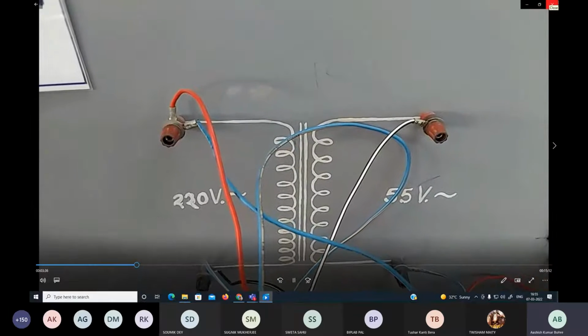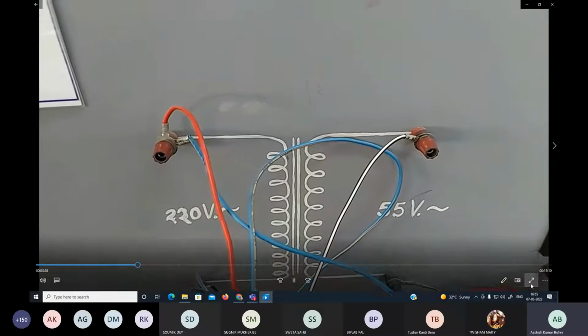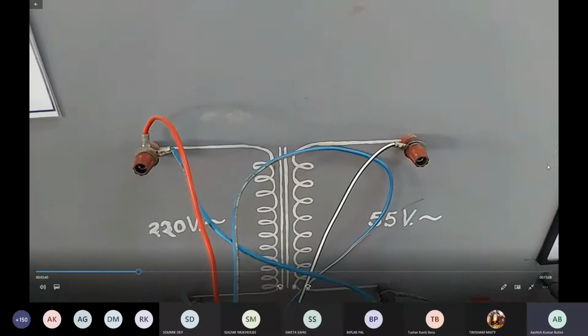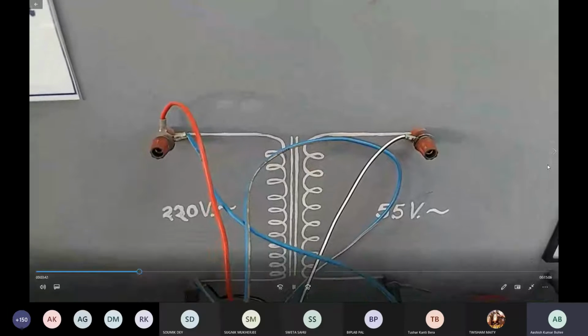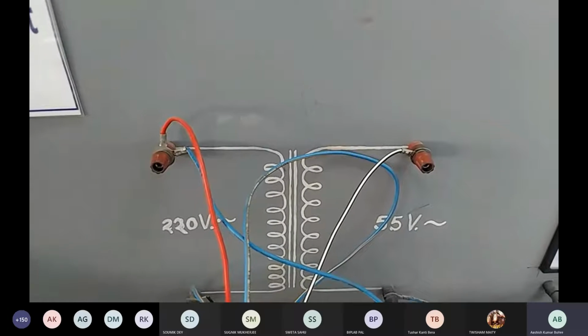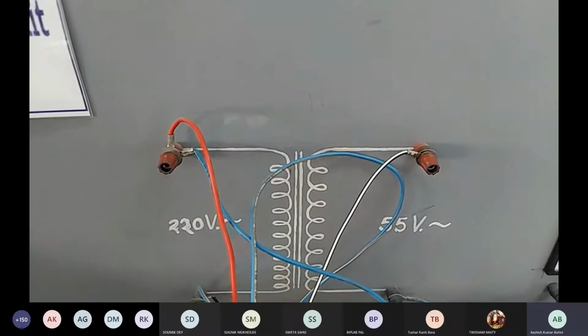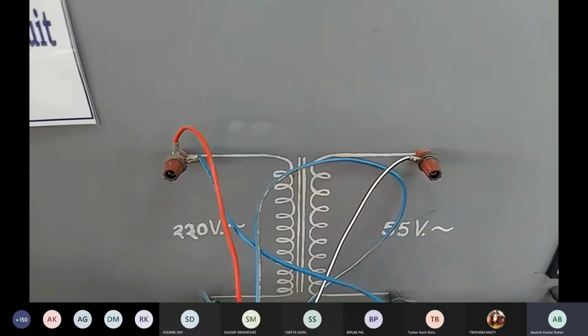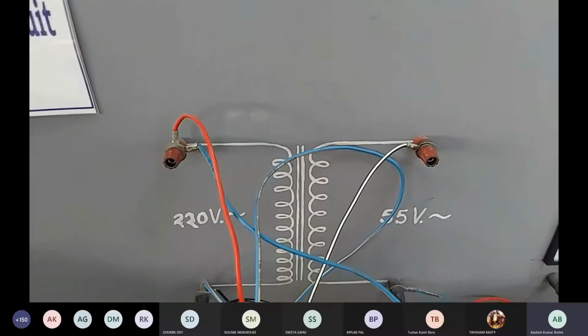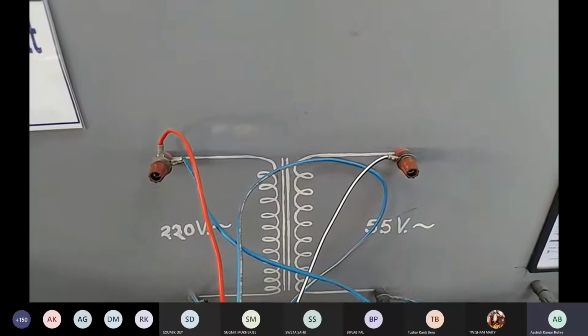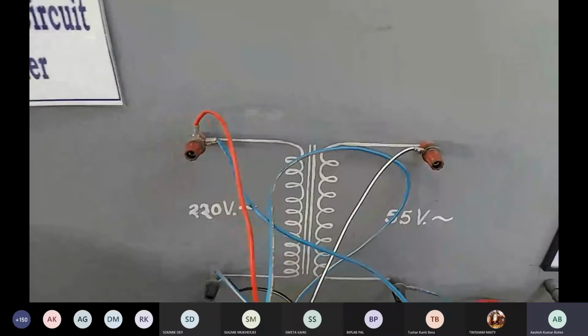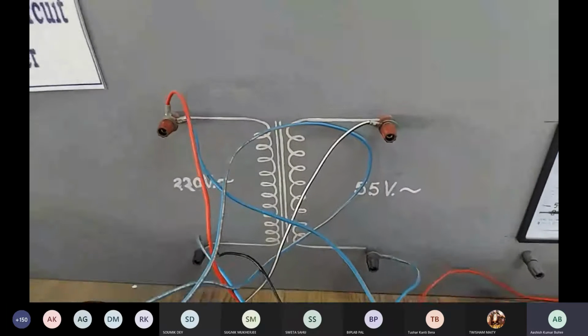On the low voltage side we have to connect all the measurement meters. This is basically the 55 volt side. What is the rated input voltage here? If we perform the open circuit test, the rated input voltage will be 55 volt, and you will not supply more than 55 volt. So you have to observe.